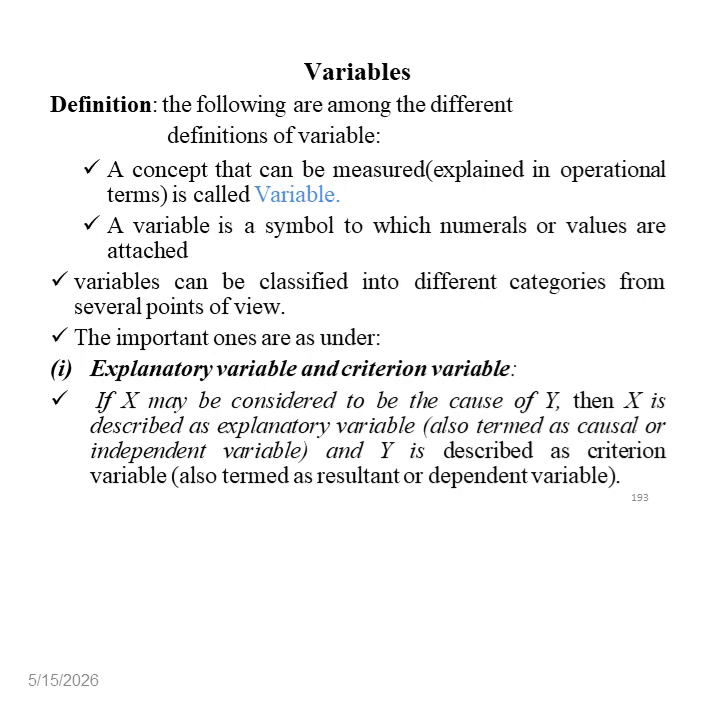If X may be considered to be the cause of Y, then X is described as the explanatory variable, also termed the causal or independent variable. And Y is described as the criterion variable, also termed the resultant or dependent variable. Overall in research, we know them as independent and dependent variables.